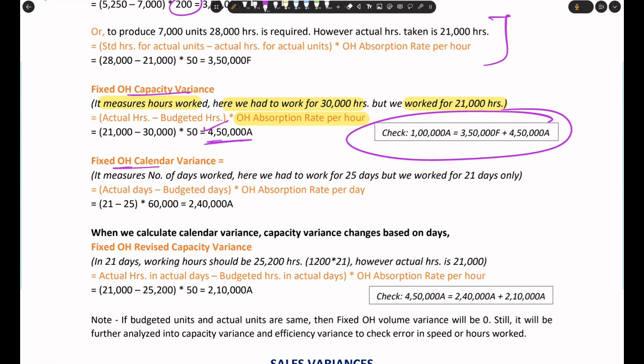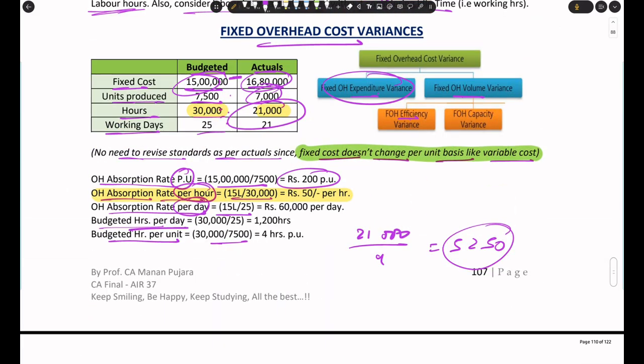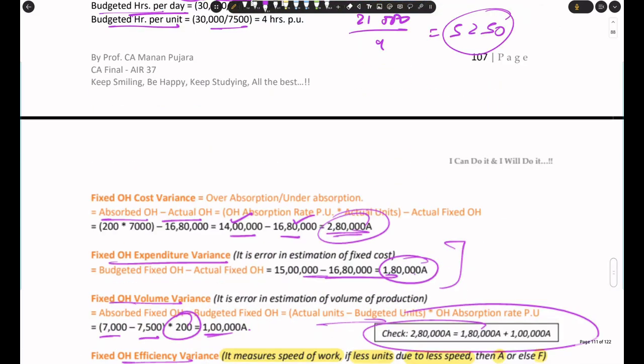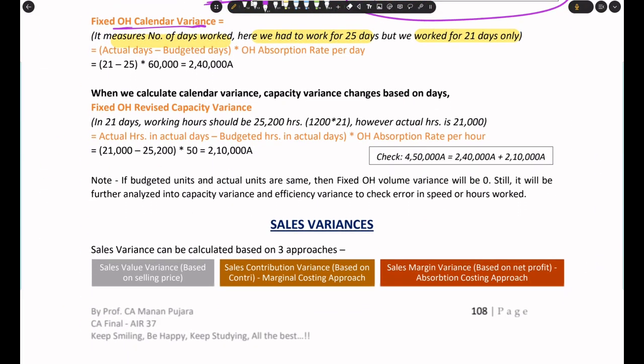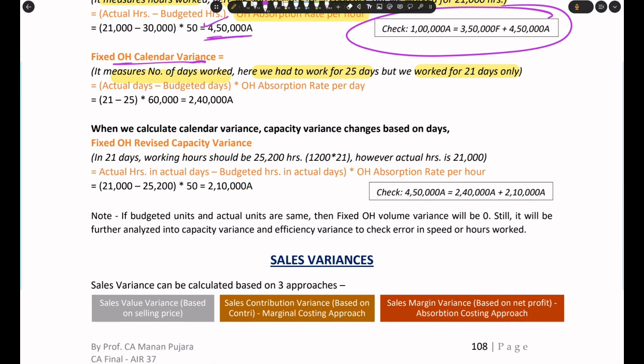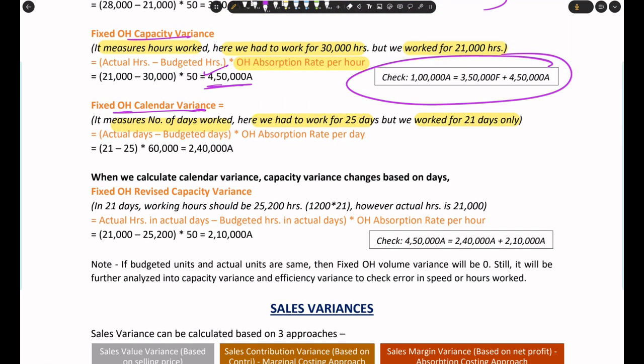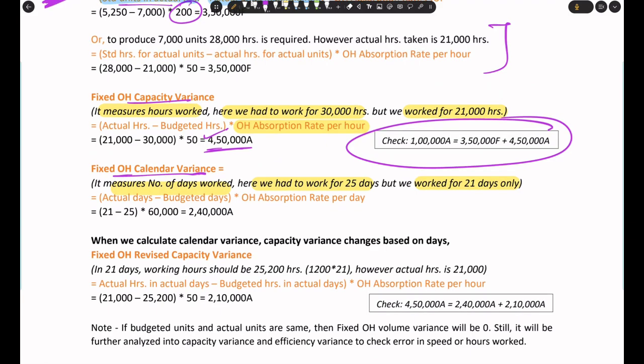Okay, the next is fixed overhead calendar variance. It measures the number of days worked. Here we have to work for 25 days, but we worked for 21 days only, so it is also adverse. So 21 minus 25. Why did they do actual minus budgeted? So that the answer is negative, right?